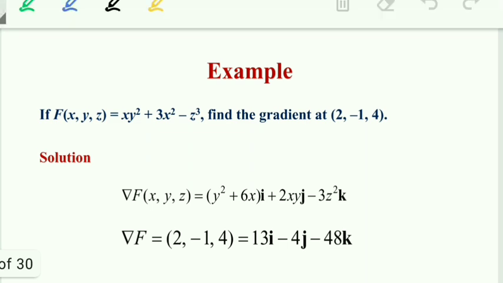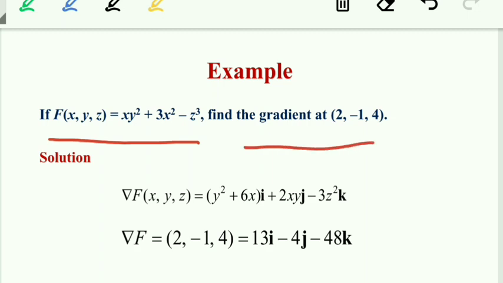Here, as usual, they gave f, and it is three dimensional because it has x, y and z. So f is given as x y squared plus 3x squared minus z cube, and they ask you to find the gradient at 2 comma minus 1 comma 4. As usual I find the gradient. First I differentiate with respect to x, so dou by dou x i.